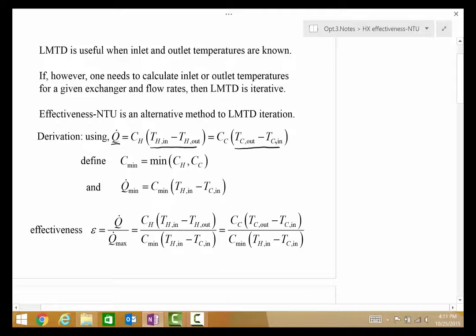The important aspect here, recall before we go further, is that capital C is mass flow rate times the specific heat capacity. So when we say CH, for example, that's the mass flow rate of the hot stream times the heat capacity of the hot stream. The important aspect of this problem is that we have to identify the minimum between the hot stream and the cold stream. And the reason for this is actually quite simple.